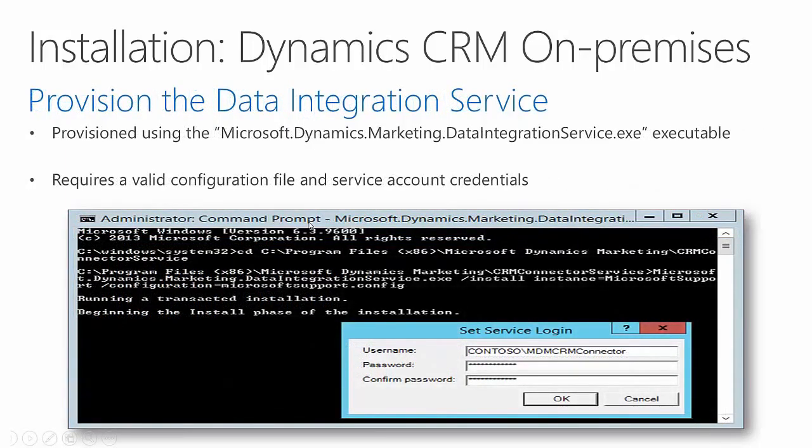Once the configuration values have been finalized and the configuration file has been saved, the data integration service can be provisioned by running the executable noted in this slide within the CRM connector service folder and providing the appropriate parameters and service account credentials. Again, if the CRM connector installation package has not already been installed, it can be downloaded from the Microsoft Download Center.